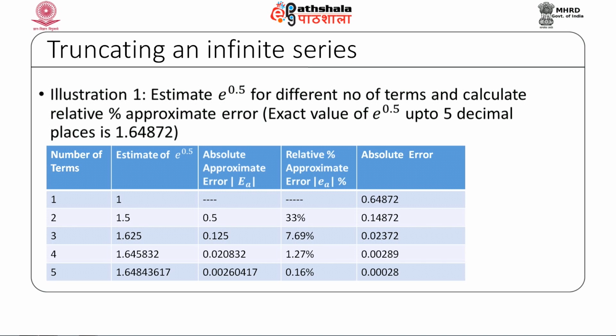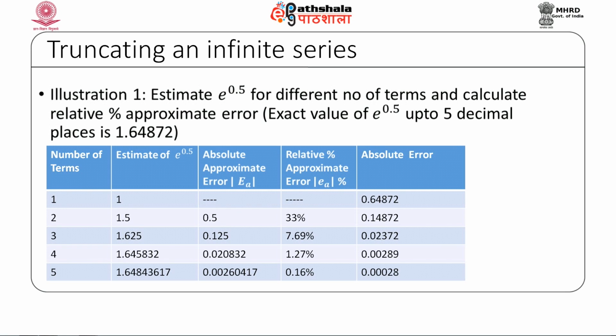Again, if we take the number of terms as 3, it is 1 plus x plus x square by 2. So, 1.5 is 1 plus x, and let us add 0.5 square by 2, that is 0.25 by 2. So, 0.125 is added, and we get 1.625. The approximate absolute error is now 0.125. Similarly, take the ratio of 0.125 to 1.625, which gives us a relative approximate error that has decreased now to 7.69%, and the absolute error has decreased to 0.02372.